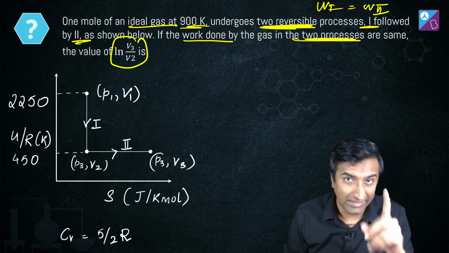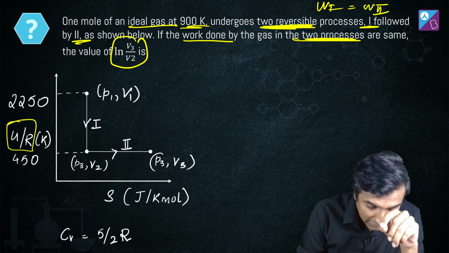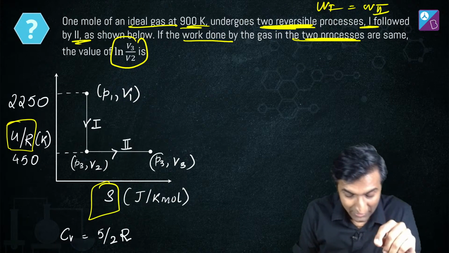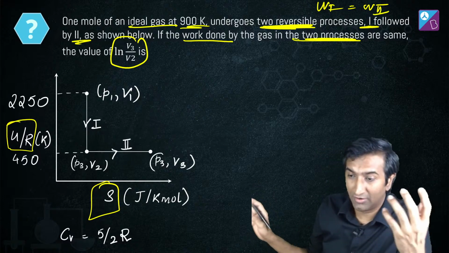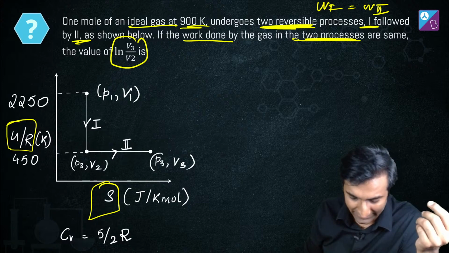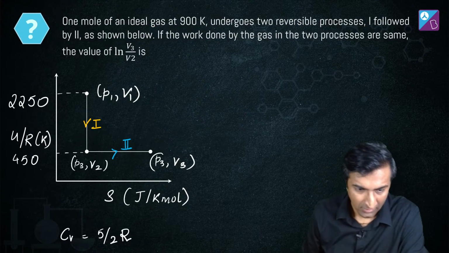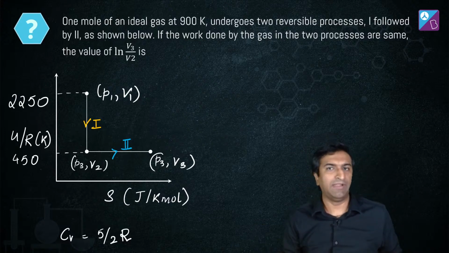I think the only complicated thing in this question is this: what on earth is U by R versus S? You have seen a lot of graphs in life, I'm sure. But what is U by R versus S? Help, IIT JEE, थोड़ा हेल्प करता हूं. I realize इसमें एक चीज है. Let me help you. इसलिए मैंने इसमें टाइमर नहीं डाला है, right?